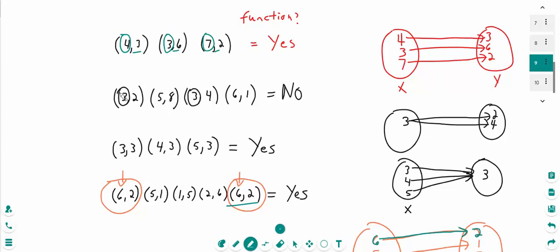If, on the other hand, you look through and you find a duplicate, so I found 3 and, oh, I found another 3, a duplicate x. Now be careful, not a duplicate y, a duplicate x. We're looking at x's here. We have a duplicate x, and then look at the y. Is the y the same? In this case, the y is not the same. Then right away you know, no, this is not a function because an x is going to more than one number.